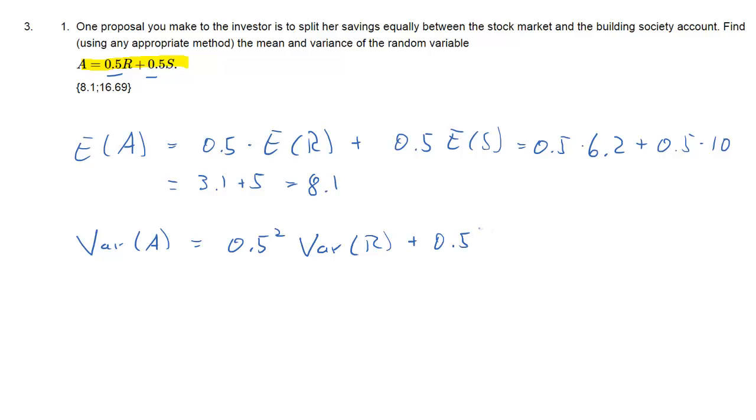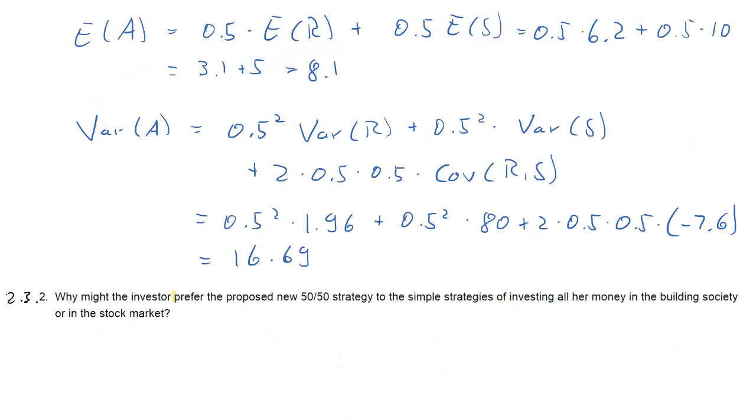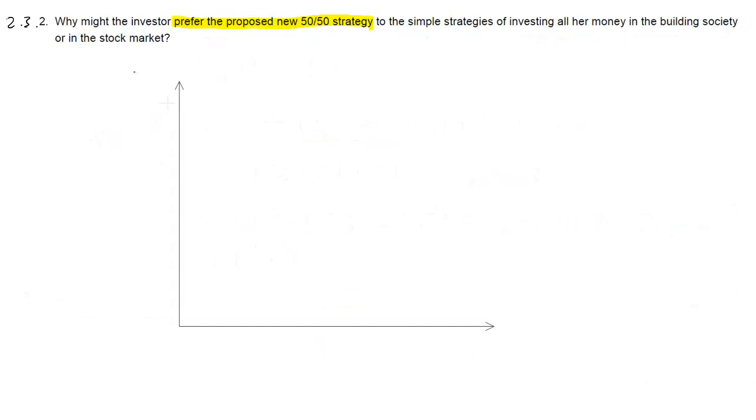The variance formula, of course, you need to know, is the weight 0.5 squared times the variance of R plus 0.5 squared times the variance of S plus 2 times the product of the 2 weights times the covariance of R and S. Again, we now just need to plug in all the values which we have, including the covariance of negative 7.6. And what we get is 16.69. So that's the variance of this new random variable A. It's like a portfolio between the 2 assets, a 50-50 strategy, 50% each.